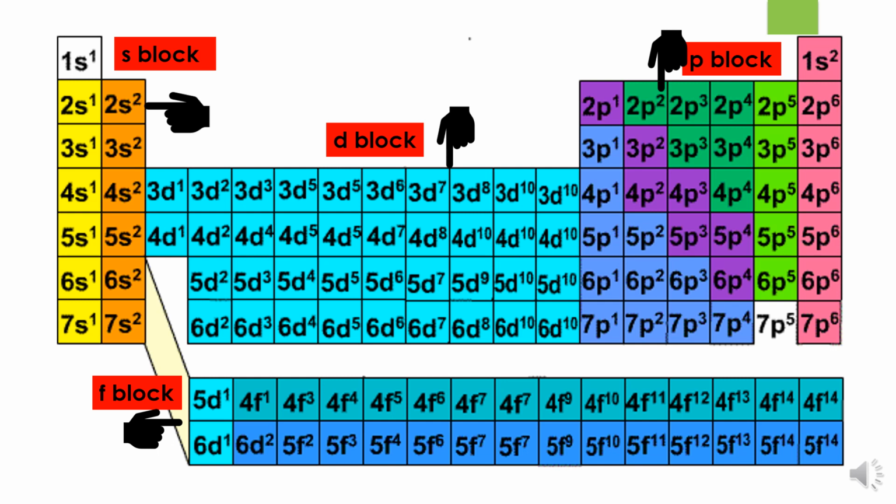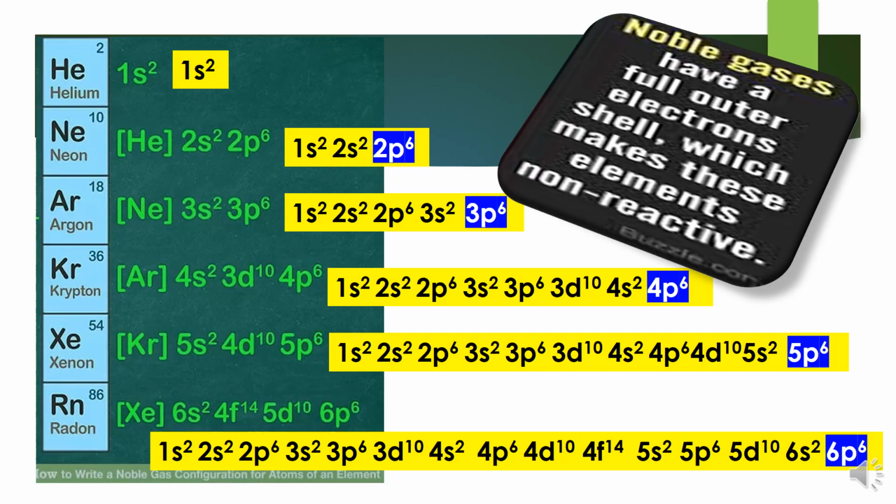And as you can see in this table, the last group, 18th group, with pink colored elements, have the last electron mainly in p, except for helium, where the last electron is in the 1s orbital. So these elements are collectively called noble gases because they have completely filled outermost shells. Let us see their electronic configurations again.